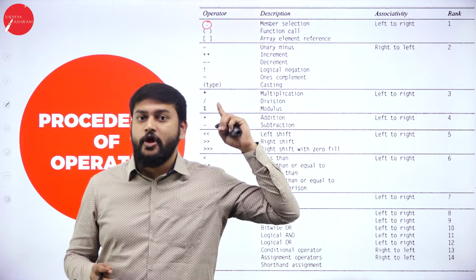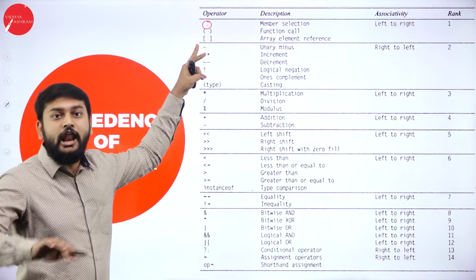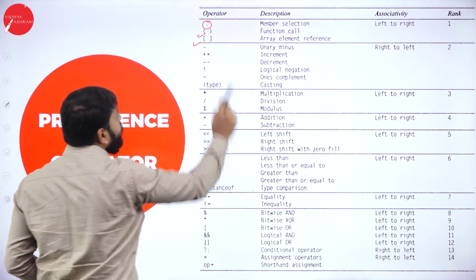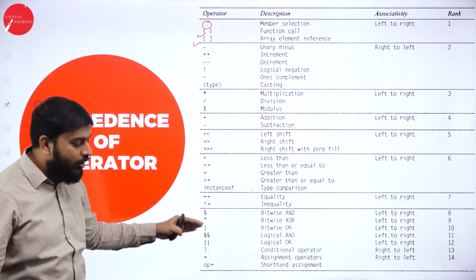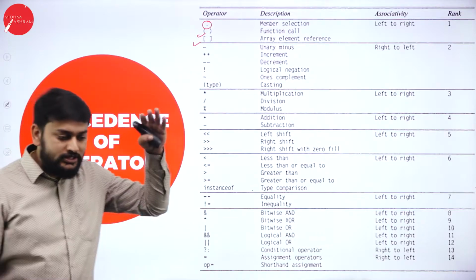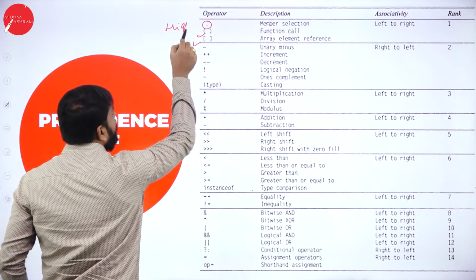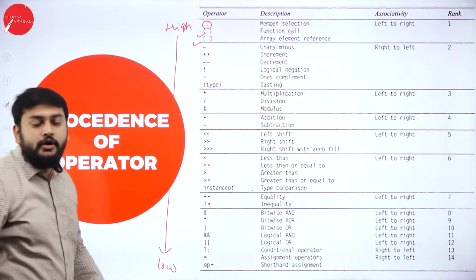First, I should give priority to this and solve it. That is the meaning. After that, the second priority goes to parentheses, then square brackets. Like that, one by one, I have listed out all the operators, from the highest priority to the lowest priority. This is what you need to remember.